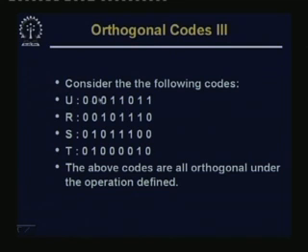So, the number of positions in which they are the same is the same as the number of positions in which they are different. We know that if instead of 0 we have a minus 1, and 1 is 1, these codes will come out to be orthogonal. Similarly, you will see that U, R, S, T are all orthogonal to each other. So, the above codes are all orthogonal under the operation defined.